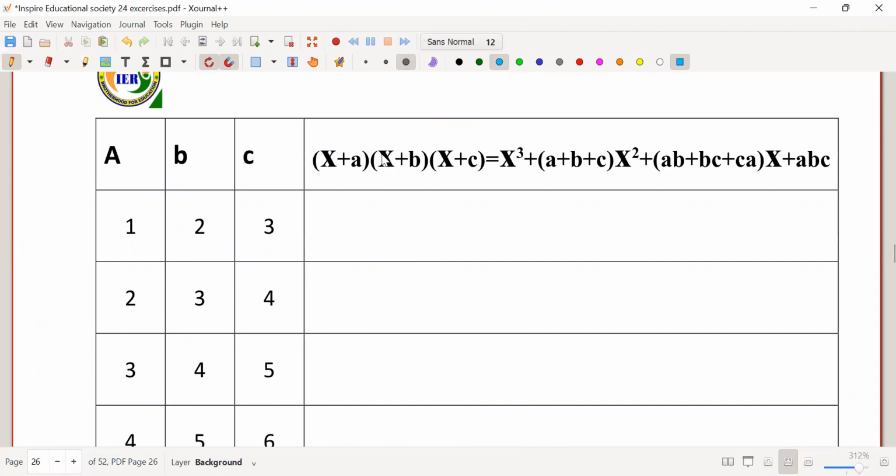Cubic equation: (x plus a) into (x plus b) into (x plus c) is x cube plus (a plus b plus c) into x squared plus (ab plus bc plus ca) into x plus abc. It is one of the most required things when you're working with algebra. You'll be having cubic polynomials, and you have to find these 1, 2, 3 also. There are a lot of methods to follow.